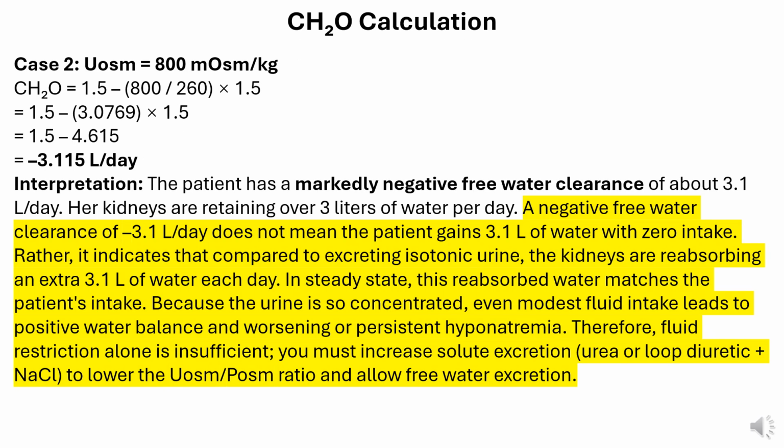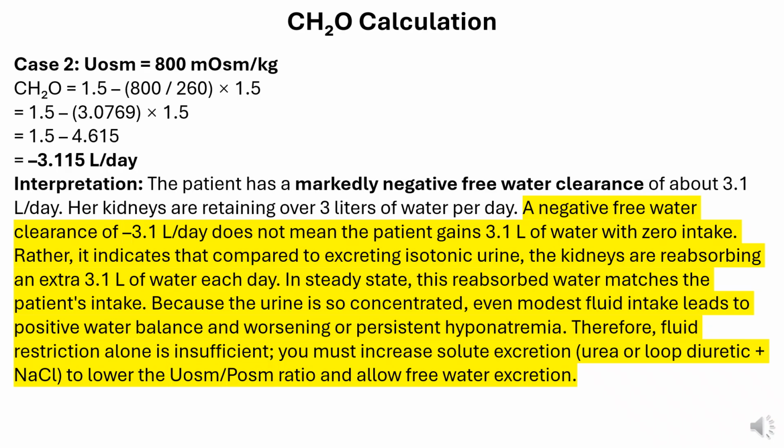CH2O calculation, case 2. Uosm equals 800 mosm/kg. CH2O equals 1.5 times (1 minus 800 divided by 260), which is 1.5 times (1 minus 3.0769), equal to 1.5 minus 4.615, which is equal to minus 3.115 L/day.